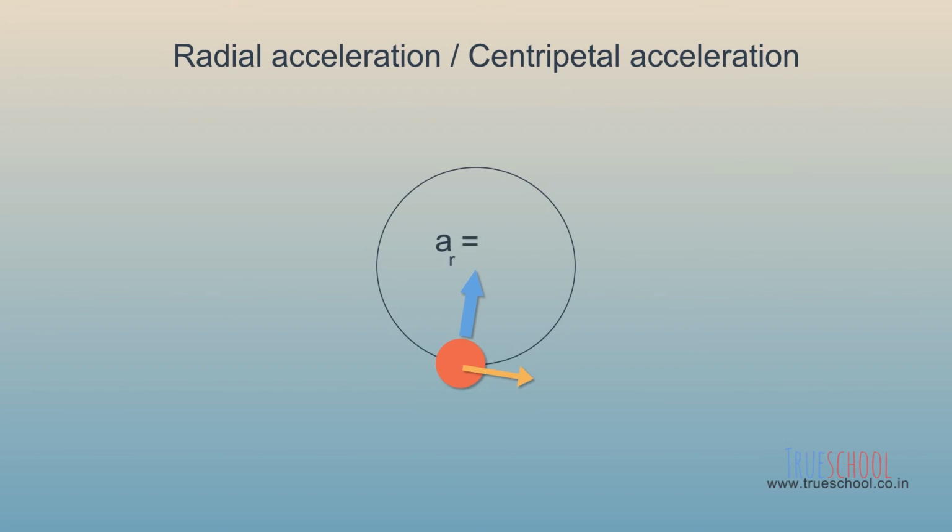Its value is given by the expression radial acceleration is equal to v square by r, where v is the magnitude of velocity or speed at that particular instance and r is the radius of curvature at that particular instance.